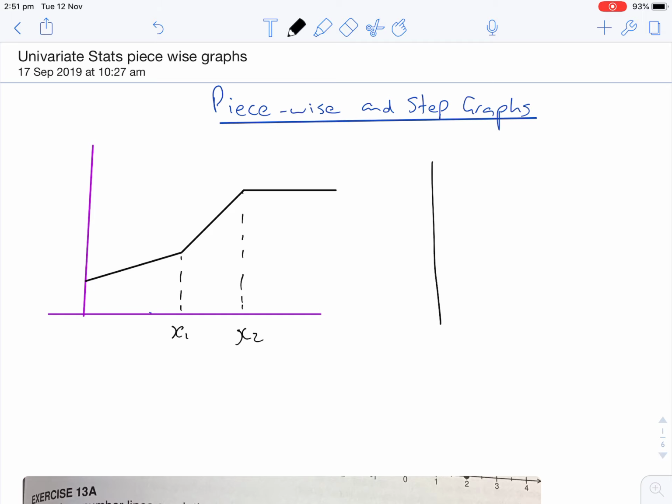A step graph is much the same, except the graph sort of steps. So I'll show you what that looks like. So basically I might have a graph where I would have something like this. And so we call it a step graph because, as you can see, it looks like a series of steps. And I'll elaborate on these symbols and whatnot as we go. So basically that's what they're going to look like.